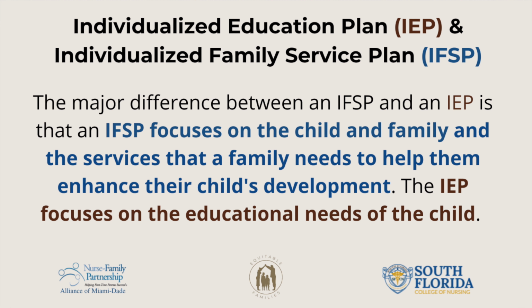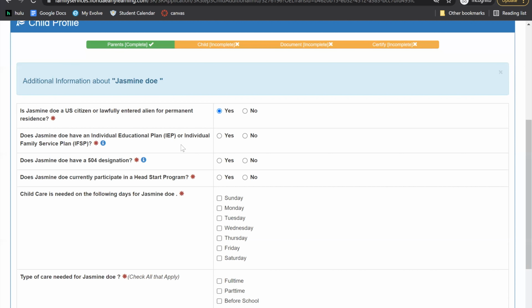IFSP. The main difference between an IFSP and an IEP is that IFSP focuses on the child and family and the services that a family needs to help them enhance the development of their child. The IEP focuses on the educational needs of the child. An IEP is an education document for children ages 3 to 21. So if that is something you have, you will say yes or no.